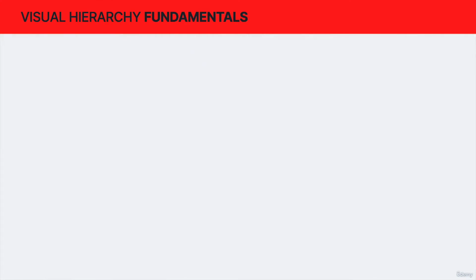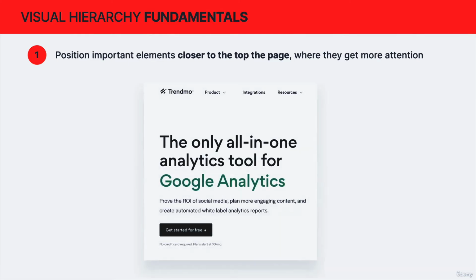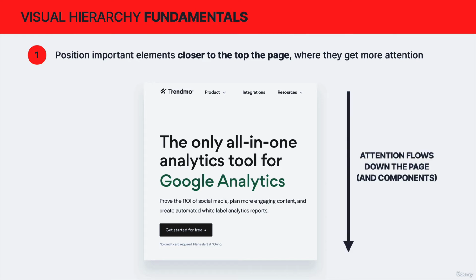So starting with the very fundamentals, the first guideline that I have for you is that you should position important elements closer to the top of the page, because that is where they get the most attention. So people usually read a page from top to bottom. And so therefore, elements that appear first on a page, so closer to the top, will naturally get more attention. Now, of course, there are many other factors involved in drawing attention, not just the position related to the top of the page, but in general, attention flows from the top to bottom, basically just like a river.